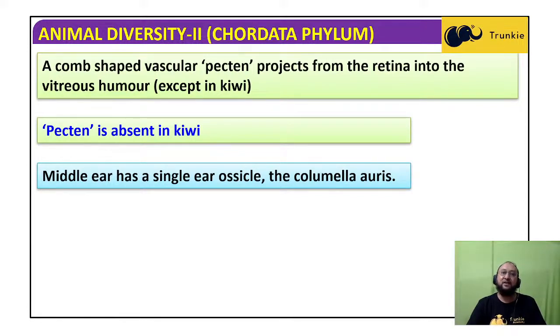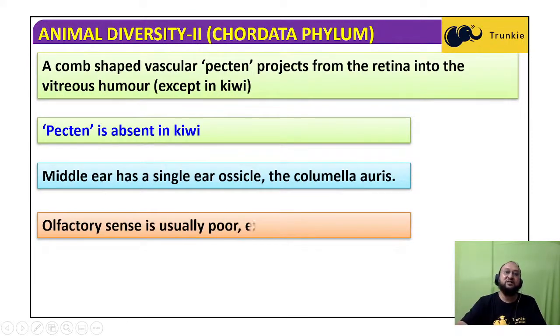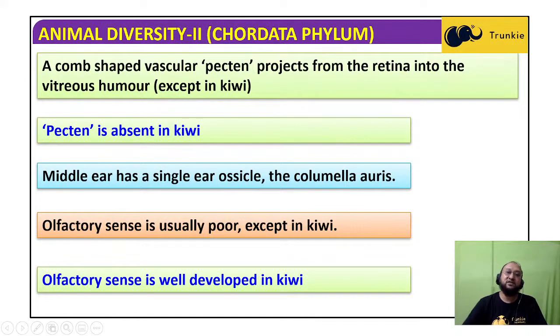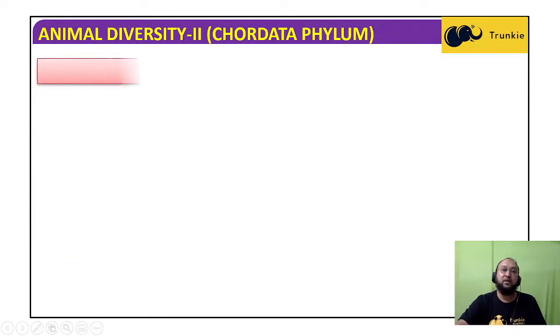The middle ear has a single ear ossicle, the columella auris, like we have seen in reptiles. Olfactory sense, the power of smell, is usually poor, except in kiwi. Olfactory sense is well developed in kiwi. In other birds the sense of vision is well developed, but the sense of smell is poorly developed. But in kiwi, the sense of smell is well developed.